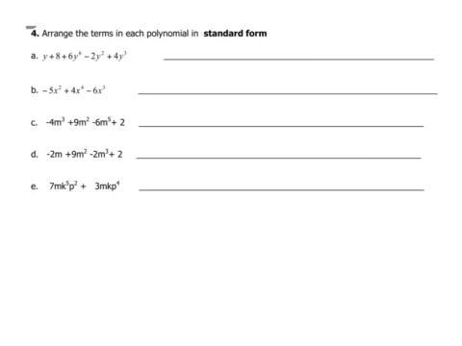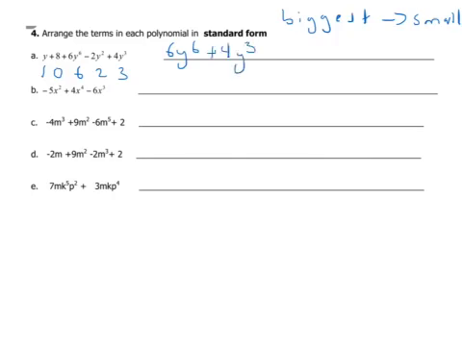Okay, page 2. Arrange the terms in each polynomial into standard form. So standard form, remember, is from the biggest degree to the smallest. So what you do is you list the weight of each one, or the degree of each one. Be 1, 0, 6, 2, and 3, and you write it from biggest to smallest. So it'd be 6y^6, then the 3 one, plus 4y^3, then the 2 one, and then the 1 one, and then the one without any letters.